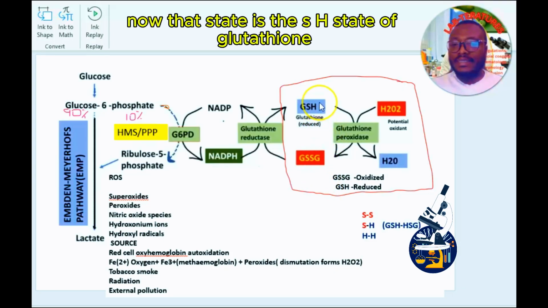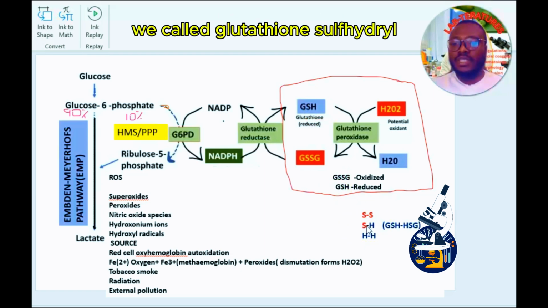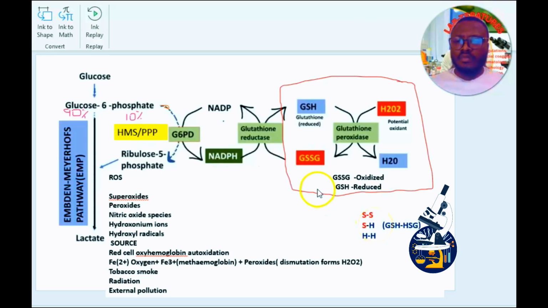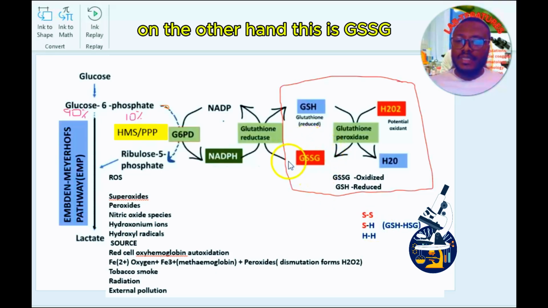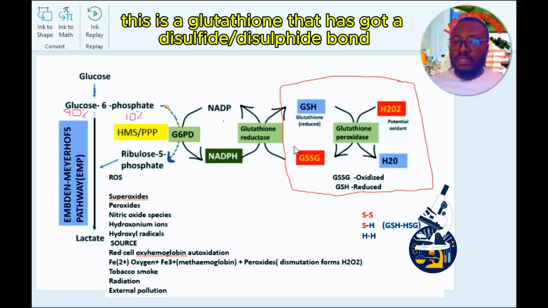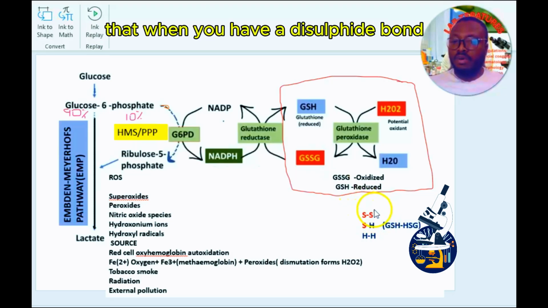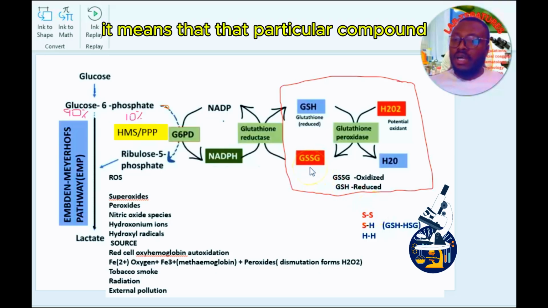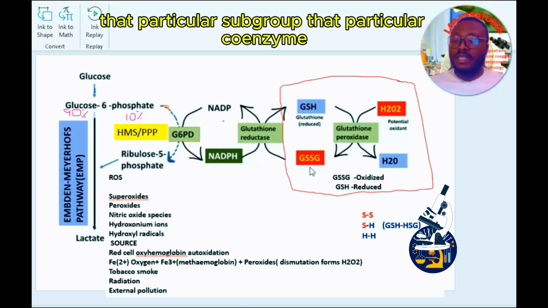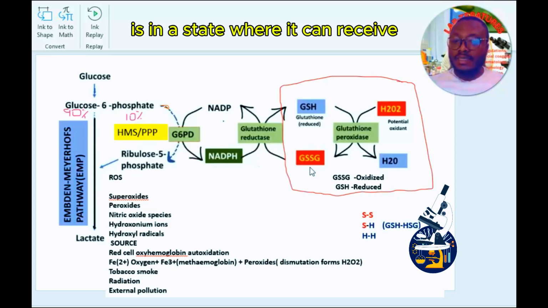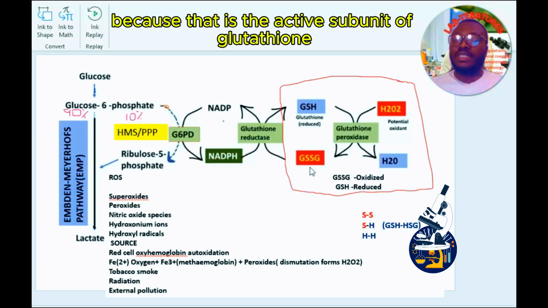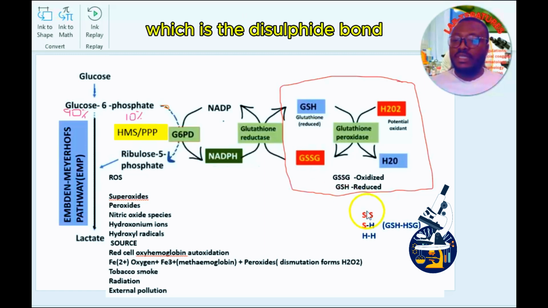Now, that state is the SH state of glutathione. We call it glutathione sulfhydryl. On the other hand, this is GSSG. This is a glutathione that has a disulfide bond. And I've already explained previously that when you have a disulfide bond, it means that that particular compound, that particular subgroup, that particular coenzyme is in a state where it can receive, because that is the active subunit of glutathione, which is the disulfide bond.